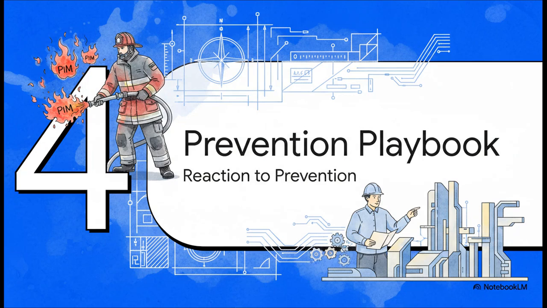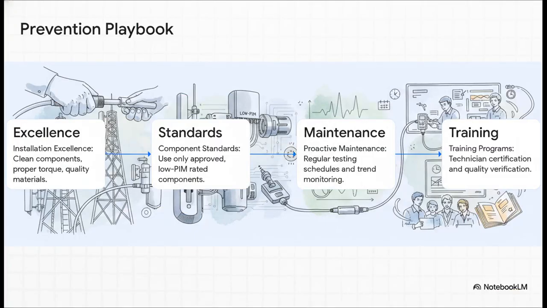Look, finding and fixing PIM is one thing. That's reactive. The real goal is to stop it from showing up in the first place. This is about shifting your mindset from being a PIM firefighter to being a PIM architect, someone who builds quality into the system right from the very beginning. And the RFI Detectives report gives us this awesome 4-part playbook for this. It all starts with installation excellence. Because let's be real, one loose connector can completely undo millions of dollars of equipment. Next, using high component standards, so your gear isn't the problem to begin with. Then, there's proactive maintenance, to catch issues before they become outages. And holding it all together is continuous training, making sure every single tech knows this stuff by heart.